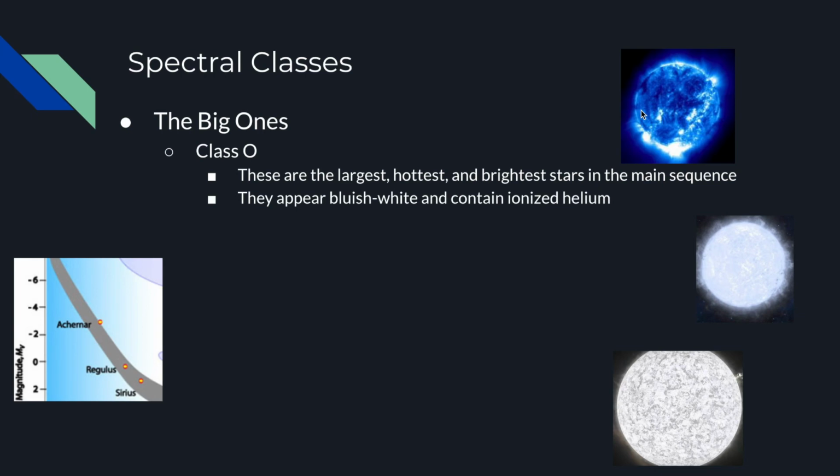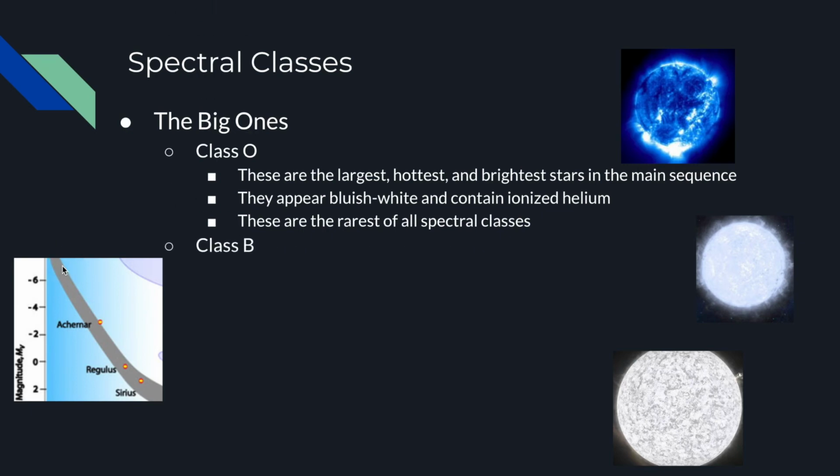They appear bluish-white and contain ionized helium. They're actually so hot that they can ionize a noble gas. If you're in AP chemistry, you know that this is not hard to do. Class O's are so energetic that they can. These are also the least common of any of the spectral classes. There are the fewest of them up here.